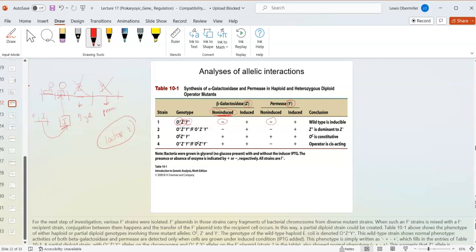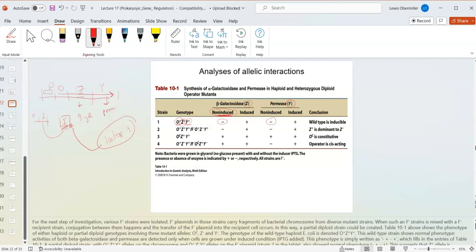Now, if we add lactose, remember lactose binds to I, changes its shape so it no longer can recognize this. So this cannot bind. Sorry about that. I'll draw it back. We'll get rid of these two. So the I with the lactose on it cannot bind to the operator. Operator's free and clear. And so in the presence of lactose, this can be made into an RNA.